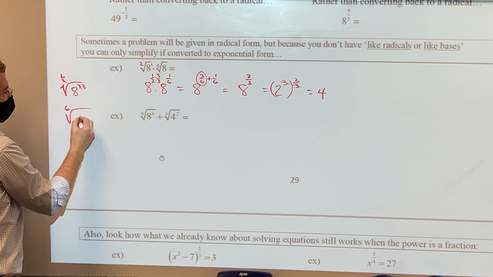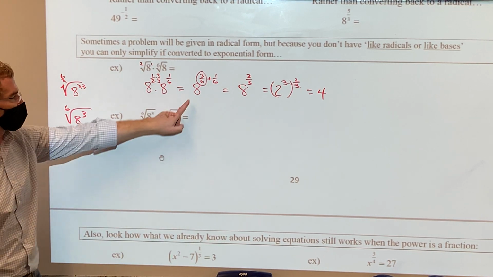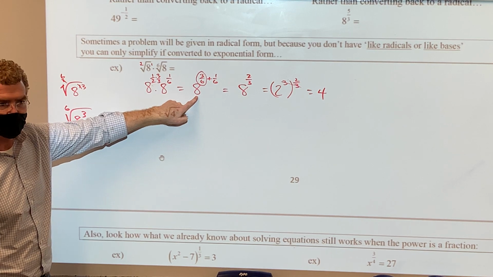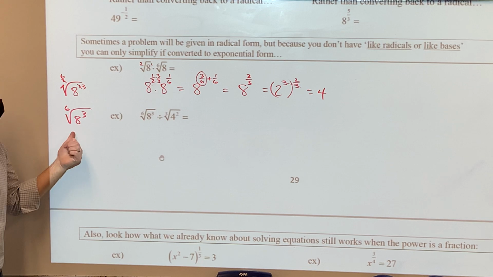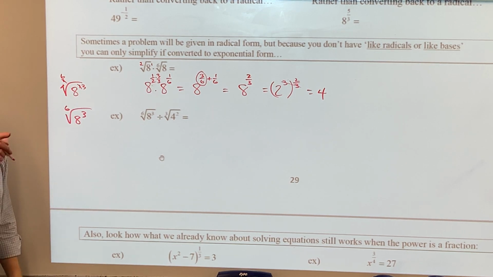And now I have the 6th root of 8 cubed, which is kind of what I ended up with. But that's a rule you now have, and I don't make you use that rule right here. Some of you tried it. I don't remember what problem it was.